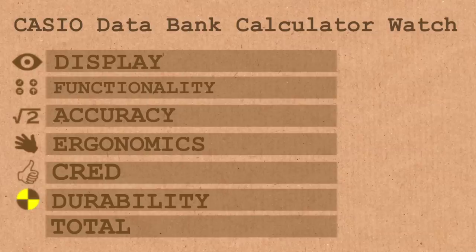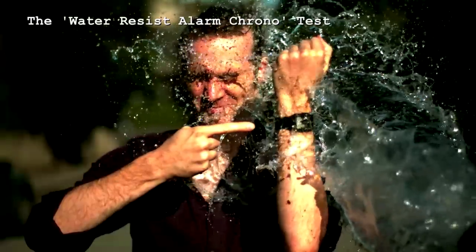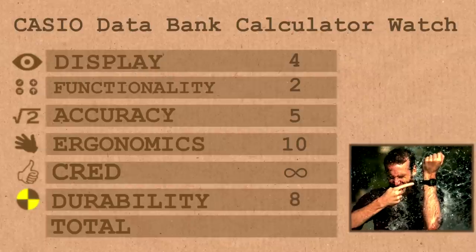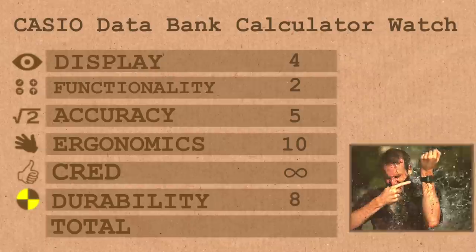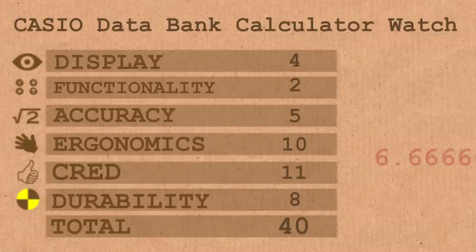Scores for the Casio Data Bank Calculator Watch. For the display, I gave it a 4. It's pretty small. In terms of functionality, a 2. It's the bare minimum. Accuracy, 5. Ergonomics, 10. I mean, it's attached to your wrist. Cred, infinite. Durability, an 8. It certainly fared better than I was, which gives us a grand total of infinity, which is an average of infinity. Because I'm not allowed infinity as a score, I can change the cred to just go up to 11, which makes a new total of 40, and that's an average of 6.6 recurring.